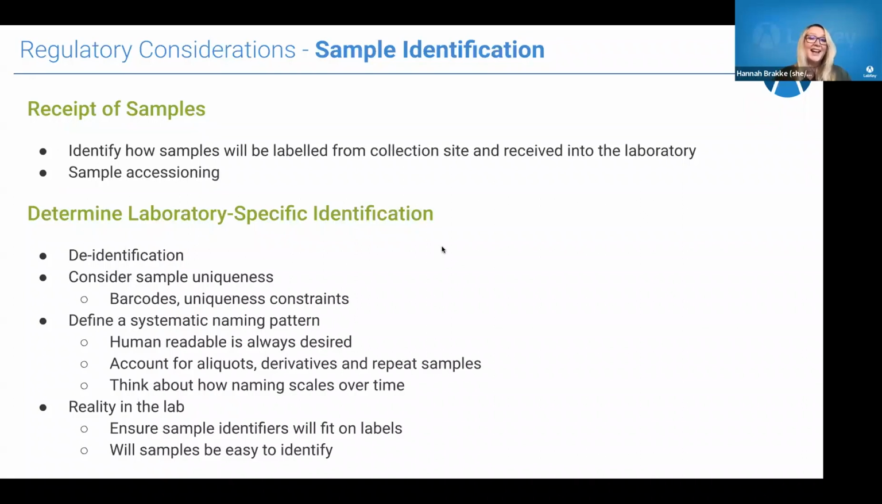And then the last one is this reality in the lab, right? You can go through all of this and create a great human readable naming pattern. You can have a 16-digit barcode that's going to be super unique. And then none of that is going to fit on a label. So how are you labeling and identifying samples in a way that is truly going to fit in that 1 millimeter by like 50 millimeter label? And then will those samples be easy to identify?